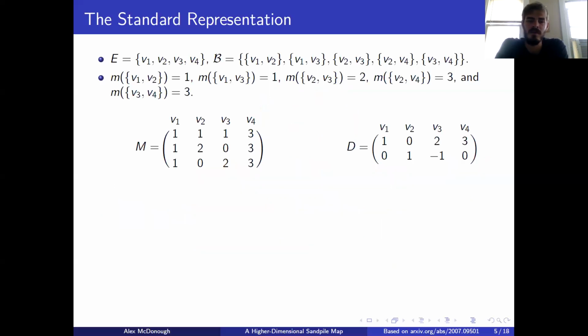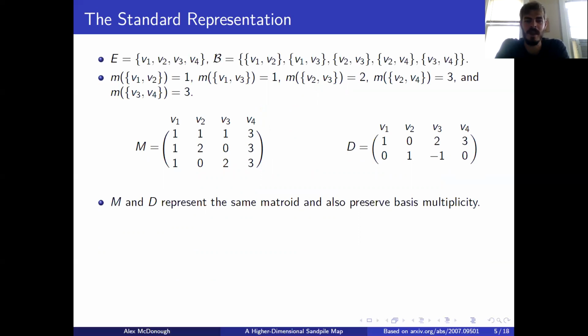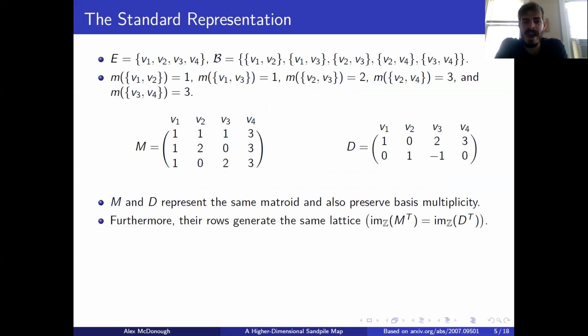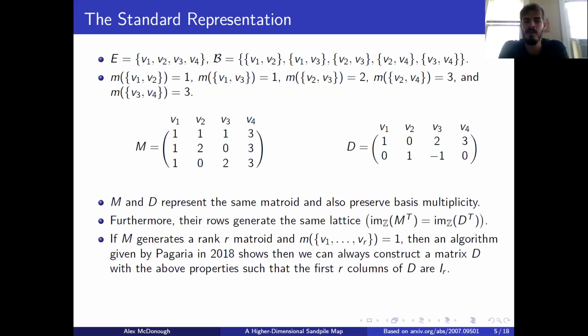All right, so we have M on the left that we've been working with, but we have this new matrix D on the right. And something cool is that M and D represent the same matroid with the same multiplicities. You can check that if you'd like to. And in fact, their rows generate the same lattice. So if you take all of the integer linear combinations of the rows of M and all of the integer linear combinations of the rows of D, you're going to get the same vectors in Z^4. So that's pretty cool. And this is no coincidence.